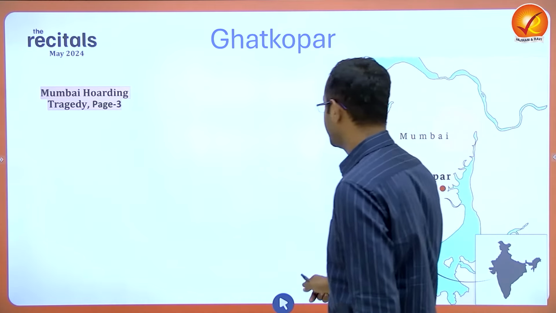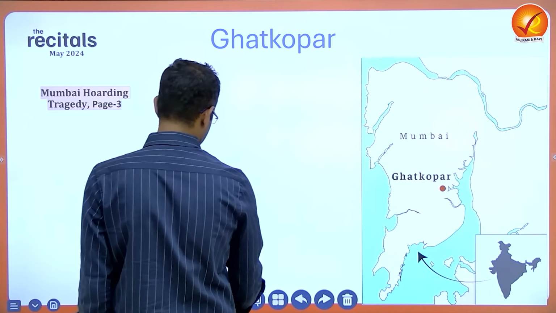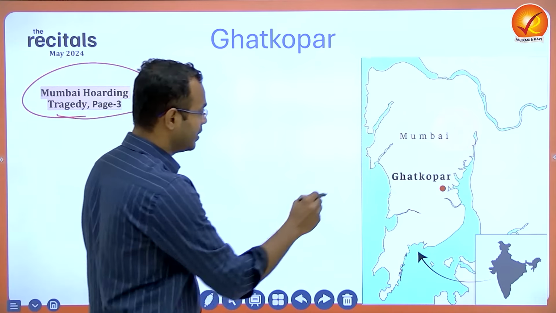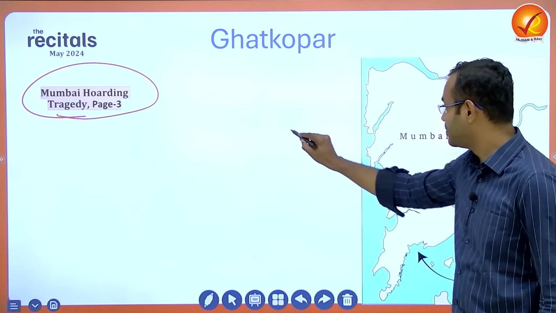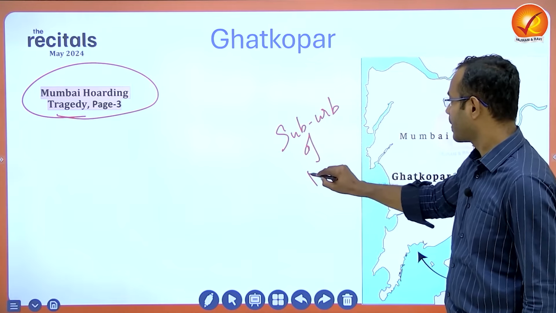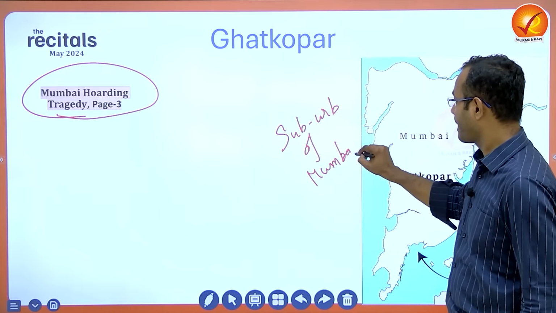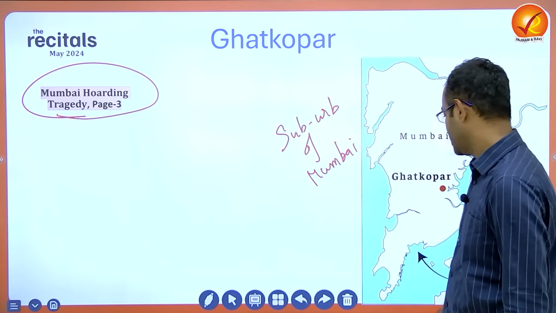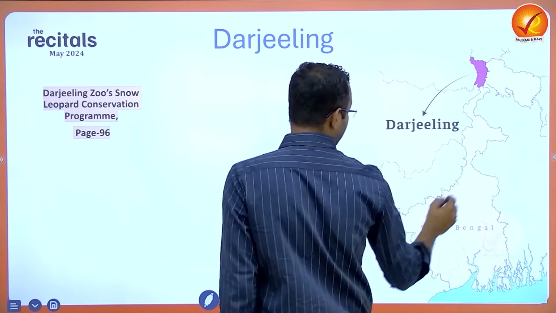Ghatkopar. The place Ghatkopar is located in Mumbai. It's a suburb of the Mumbai region. It has been in the news because of a hoarding tragedy that happened in Maharashtra.